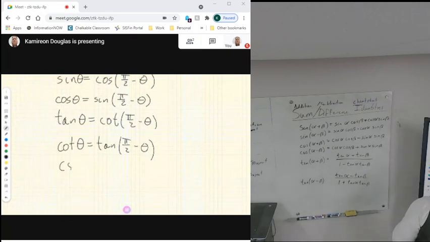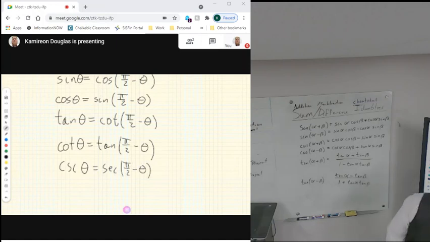So, cosecant of theta is equal to secant of pi over 2 minus theta. And secant theta is equal to cosecant of pi over 2 minus theta.